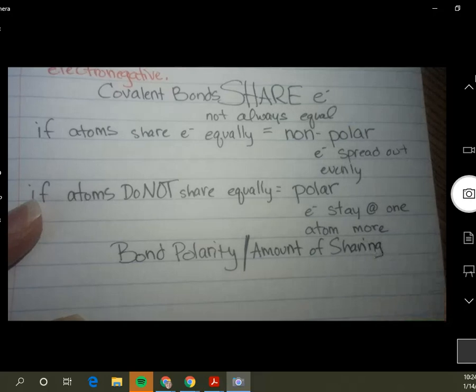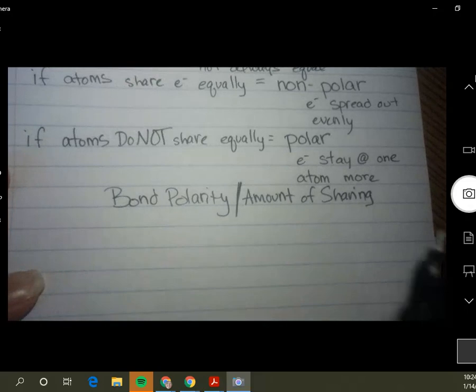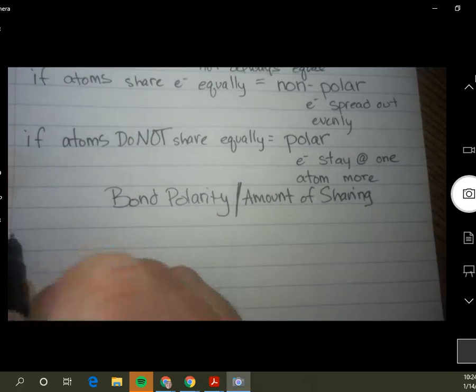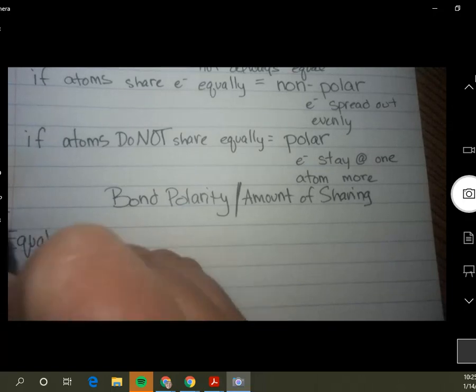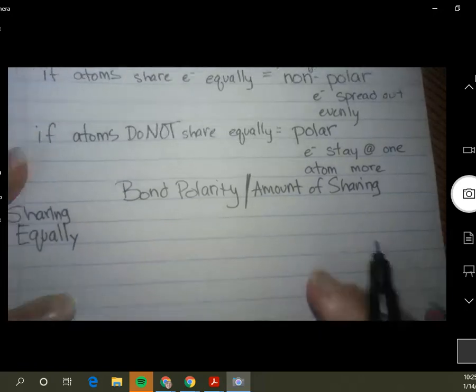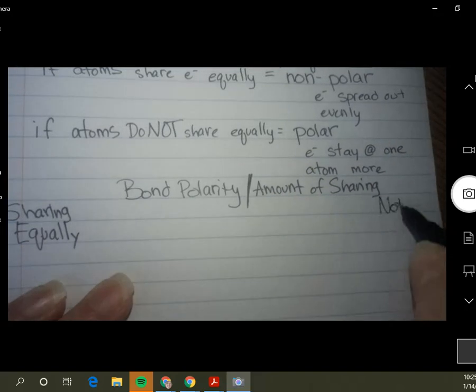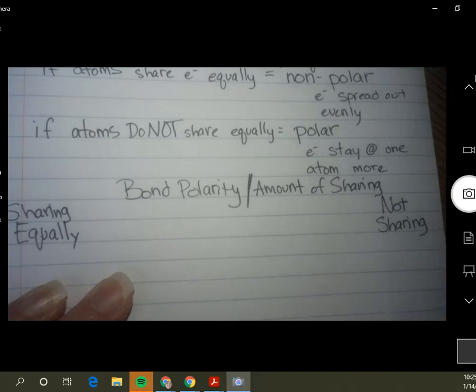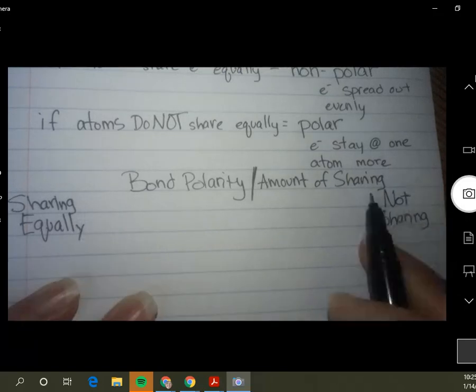Okay. So when we put it in that perspective, we could have two ends. This is a spectrum. We're going to get an equal share down here. Sharing equally. Okay. Sharing equally is on one side of our range. Not sharing is on the other. Okay. And then there's clearly a range. There's clearly space in between.